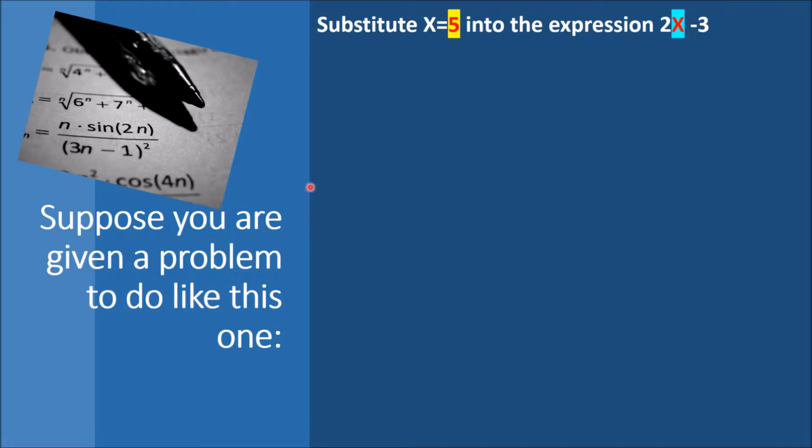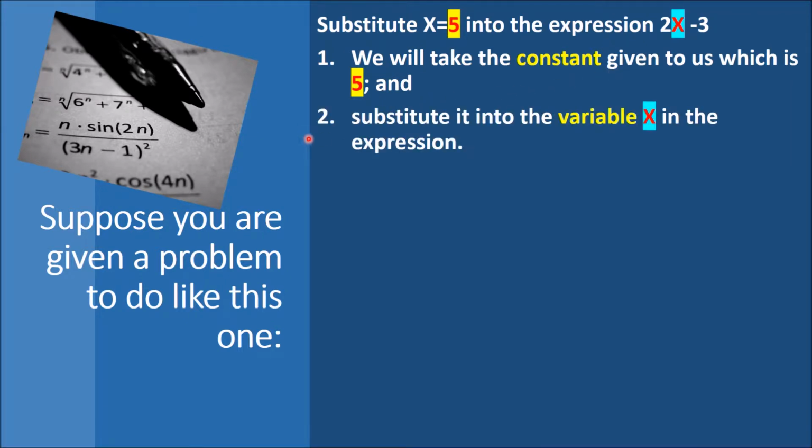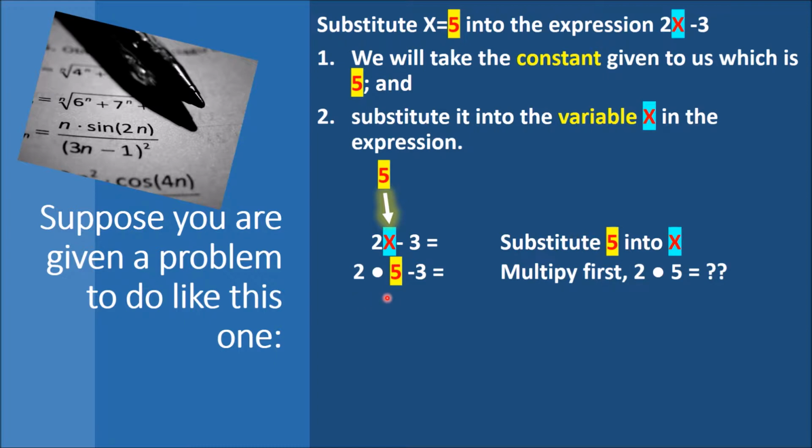Okay, so here's our problem. Substitute x equals 5 into the expression 2x minus 3. So what we're going to do is take that constant 5 given to us, and then the second thing we'll do is look at our algebraic expression and substitute it into the variable x in the expression. So here's what I mean. Here's my constant 5, and here is my algebraic expression 2x minus 3. I'm going to take that 5 and substitute it into x. And when I do that, I get this: 2 times 5 minus 3.